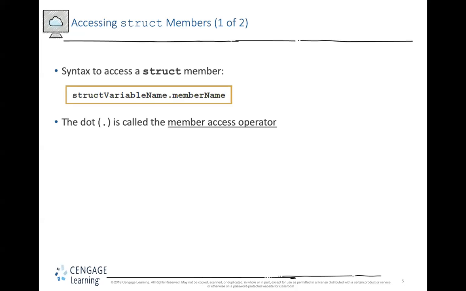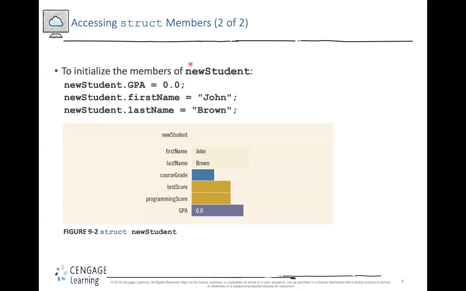Now, if this object is actually a pointer, then you would use the arrow operator. So in this case, let's say you have an object, a new student, which is a struct type, right?